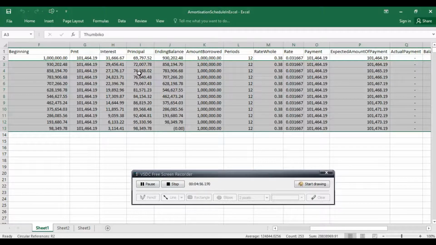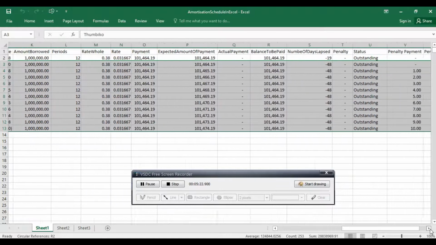If you critically analyze the trend of both the principal and interest, you see that with each successive month, the principal is increasing whereas the interest is decreasing. So in short, this is the amortization schedule. This is how the loan has to be serviced.